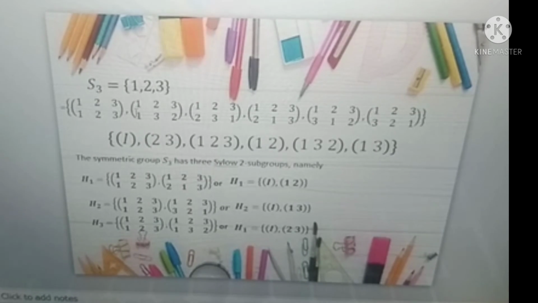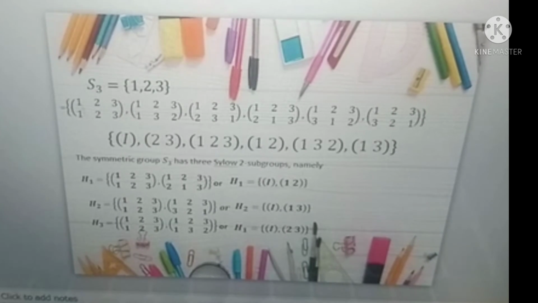Now this element, we can write it in cycle notation. This is called the cycle notation. In finding the Sylow subgroups, we should transform this into cycle notation. How can we perform this into the cycle notation?